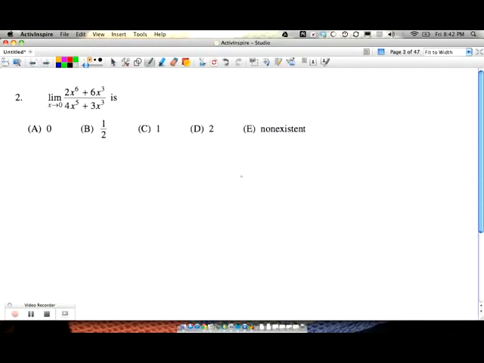Let's look at number 2. Alright, we have a limit here as x approaches 0. A couple of things to notice. If I were to plug in 0, I know that I would get 0 plus 0 on the top and 0 plus 0 on the bottom. That doesn't work, because whenever I have 0 over 0, that means there's a hole. We need to do some algebra.